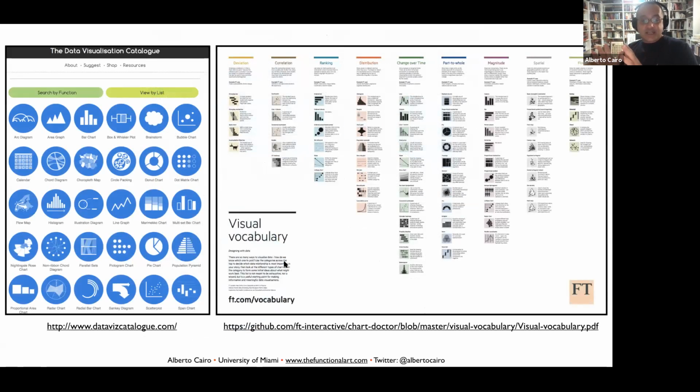Just to finish this section, and to continue learning about these, there are many resources out there that can help you make better choices in terms of choosing graphic forms. The Data Visualization Catalog, for example, or this poster designed by the Financial Times a while ago, in which they sorted visualization types according to the purposes they're usually helpful to fulfill.